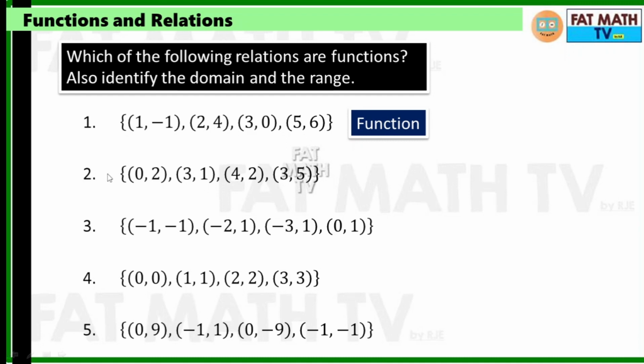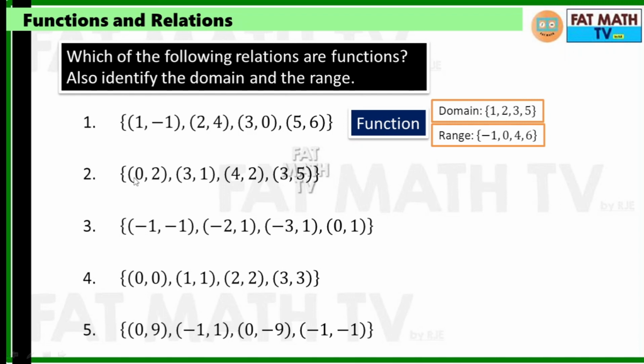How about number 2? We have to identify the domain and the range first. So for the domain of number 1, we have the set containing 1, 2, 3, and 5. And for the range, the set containing -1, 4, 0, and 6. The conventional way of writing a set of numbers is to write them from the least to the greatest. But anyway, if you wrote there -1, 4, 0, 6, it's still correct because these two are equivalent sets. I mean equal sets.